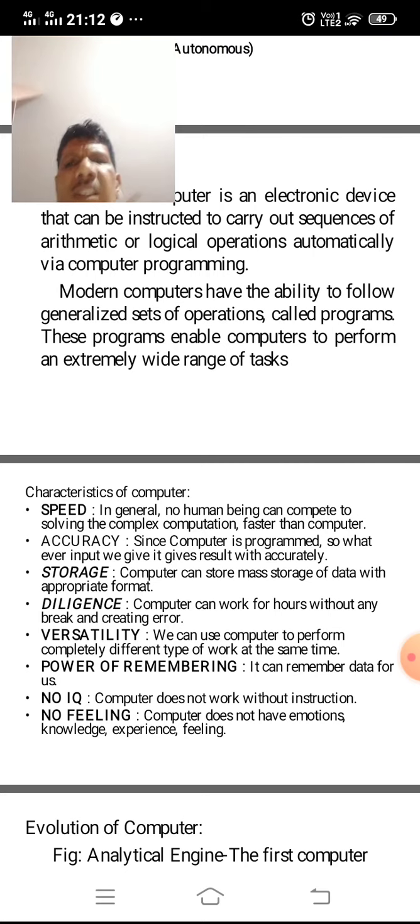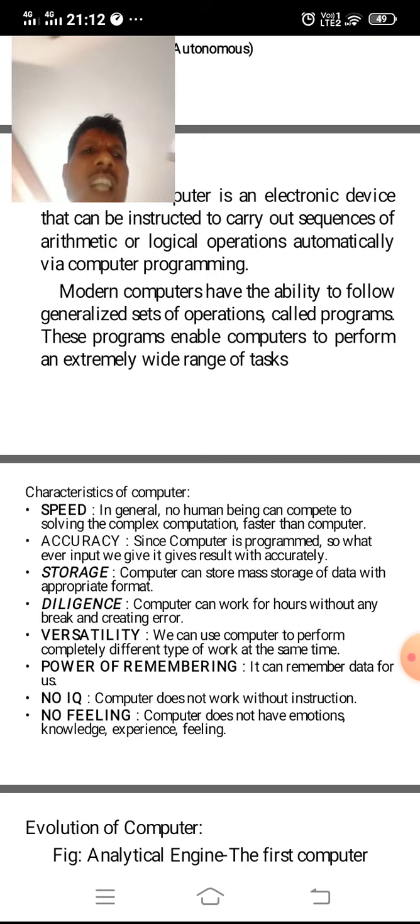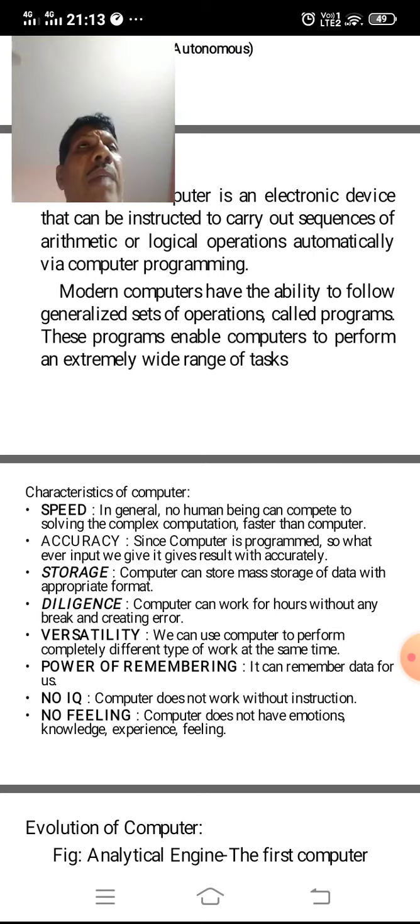Then accuracy. Generally, human beings perform operations or calculations at high speed, but the chances of errors are there and the accuracy may deviate. But with high speed of processing, the computer gives results accurately. That means it provides accuracy in its processing. The computer's processing is made according to the instructions given by the user itself.